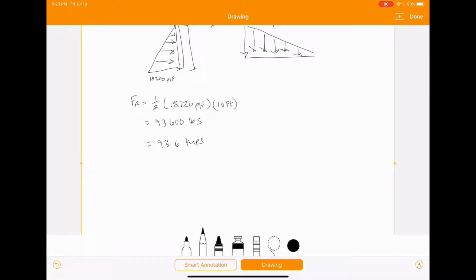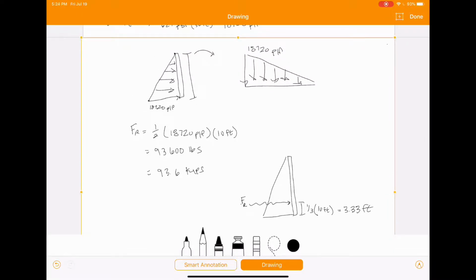And then again, the location of that resultant force is going to be the same as when we looked at other distributed loads. It's just going to act at the centroid of that triangle. So we're going to have our resultant force here. And that there is going to be 1/3 of that total length, which was 10 feet. So that there is going to be equal to 3.33 feet.